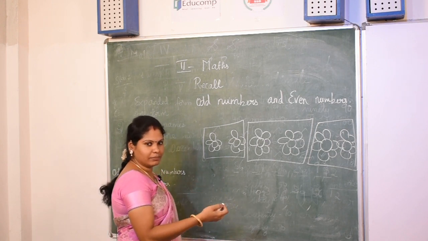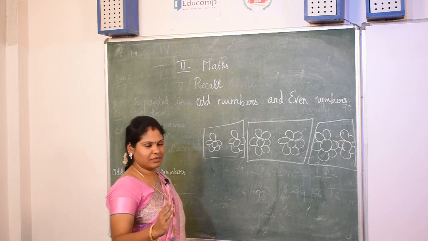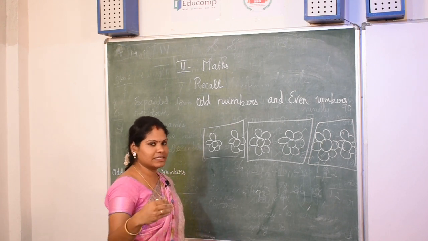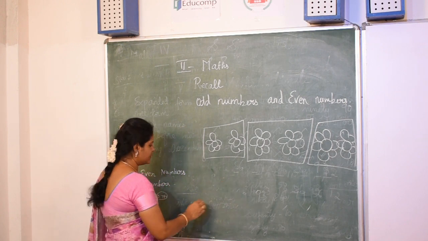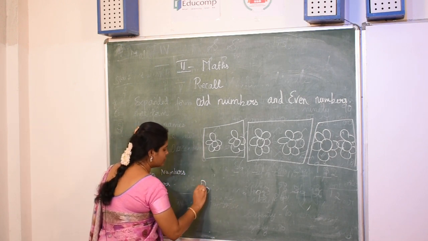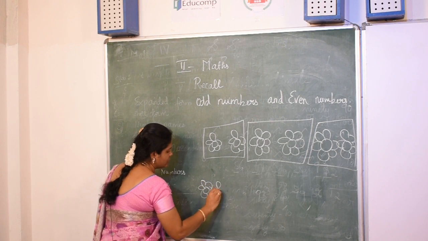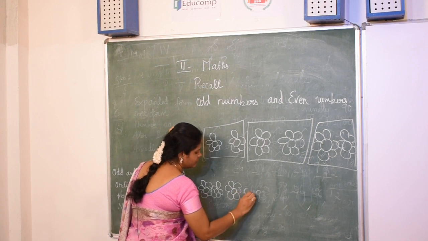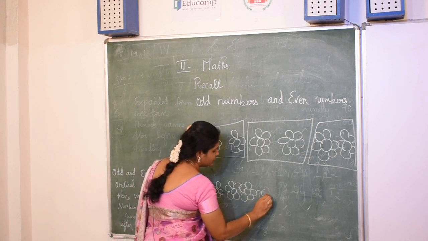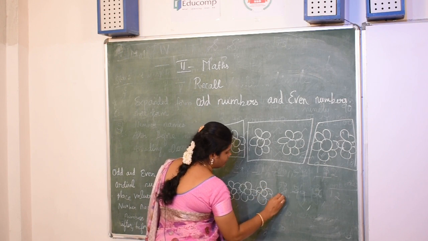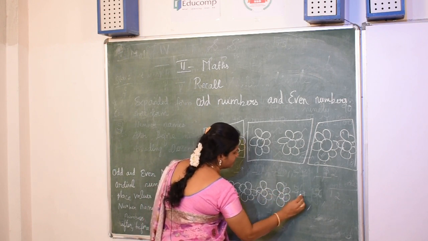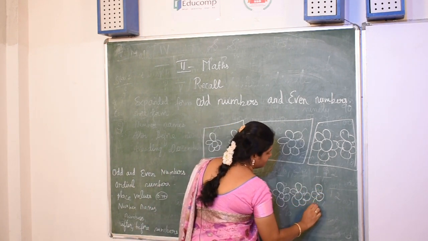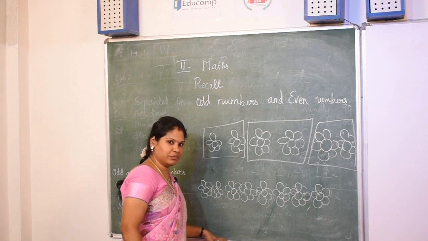Now let us see, what is an odd number? After dividing, if any remainder comes, if a number or a thing is left, then we say it is an odd number. We can draw the same way. 1, 2, 3, 4, 5, 6, 7. In the same way, can we divide into pairs?